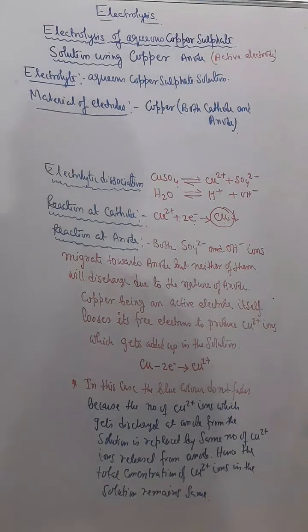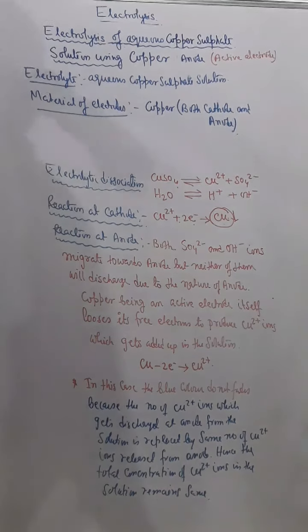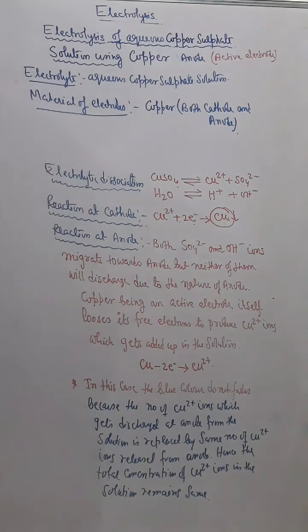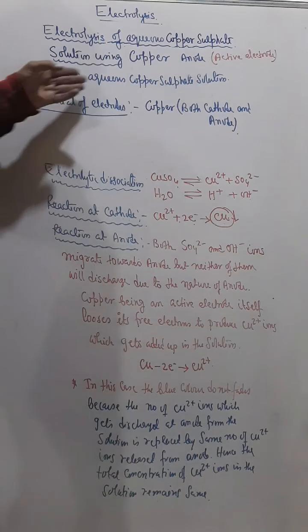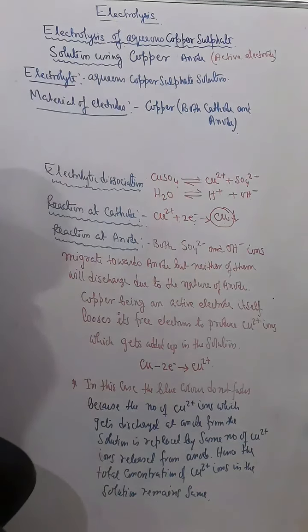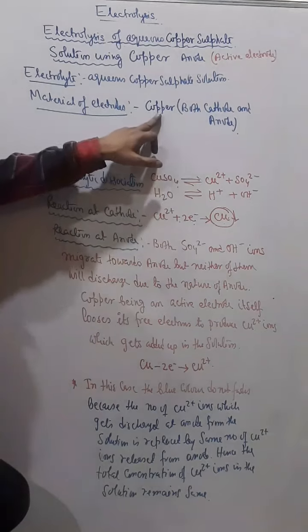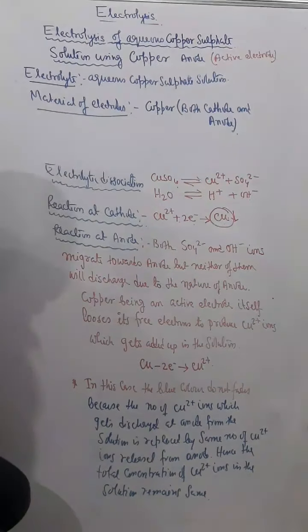Okay, now this is electrolysis of aqueous copper sulfate solution using copper anode. Previously, in the last example, we have done with platinum anode, which is an inert electrode, but here we are using copper anode, which is an active electrode. So as usual, electrolyte is aqueous copper sulfate solution. Material of electrodes, here we have copper, both cathode and anode.